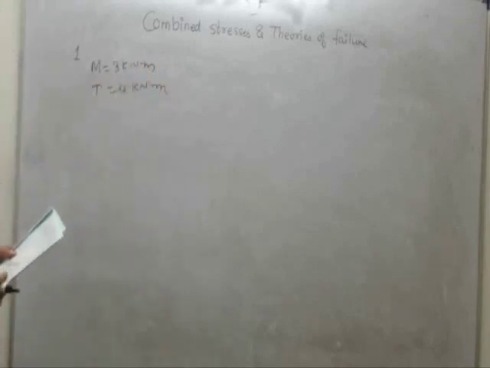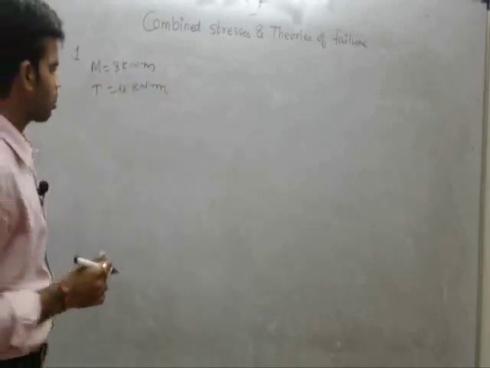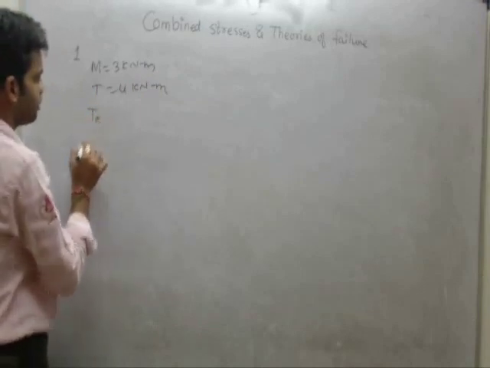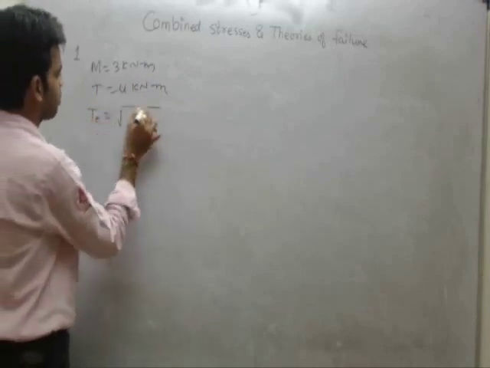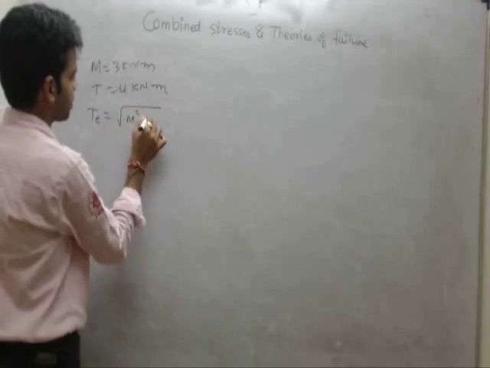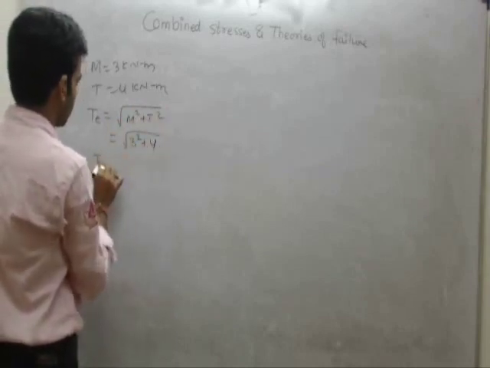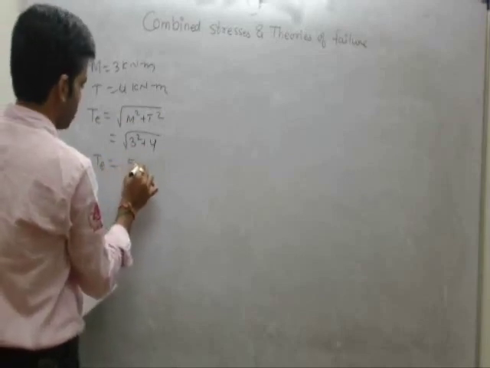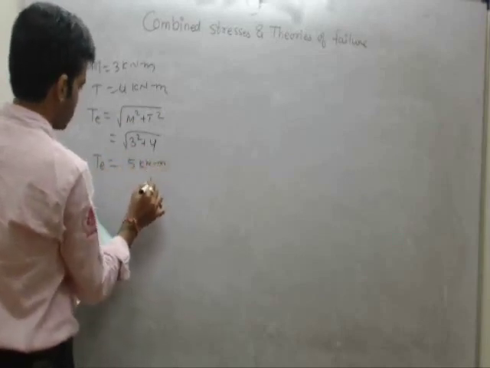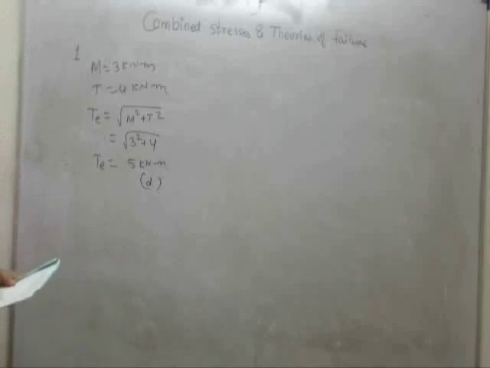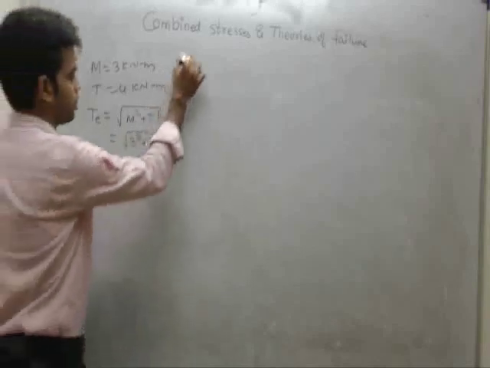Together, then the maximum torque that can be applied is. Maximum torque means we have to determine the T equivalent. This is the maximum torque. This will be equal to under root of M square plus T square. So this will be under root of 3 square plus 4 square, or equivalent torque Te will be equal to 5 kilonewton meter. Answer is B. Okay. Next, question number 2.